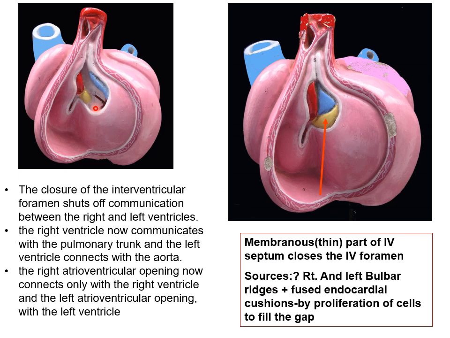Now after this interventricular septum develops completely, what is the end result? The interventricular foramen is closed, and it shuts off communication between the right and left sides of the ventricle. Now the right ventricle will communicate only with the pulmonary trunk. The left ventricle connects with the developing aorta, and the right AV opening now connects only with the right ventricle, the left AV opening with the left ventricle. So this partitioning is complete. Now we will see later what these bulbar ridges are and what they do to the bulbus cordis. First, let us see how it looks in the adult heart.